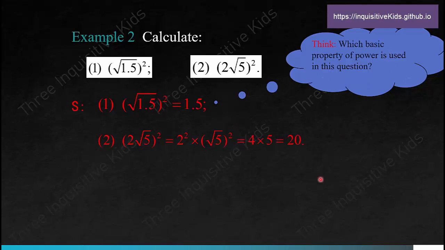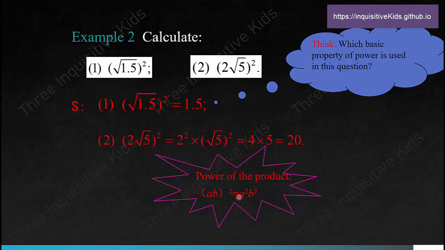So power of the product, the square of the product of a and b is equal to a squared times b squared. Power of product, very, very important.